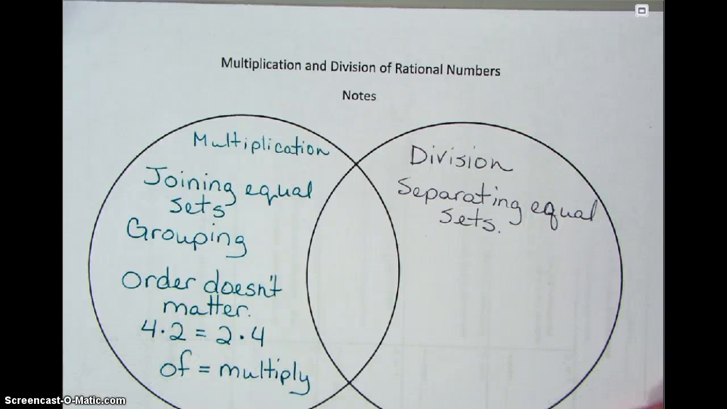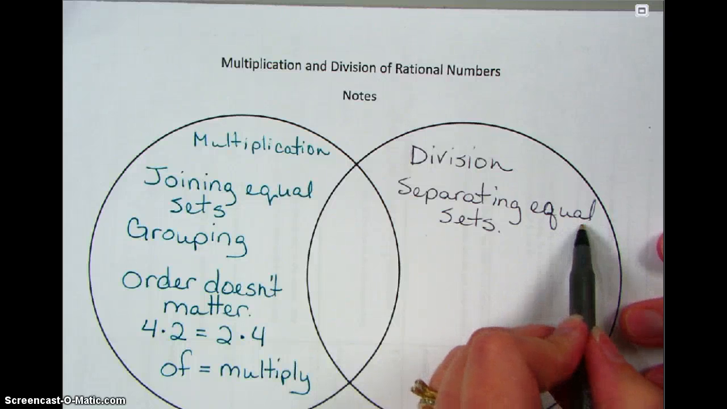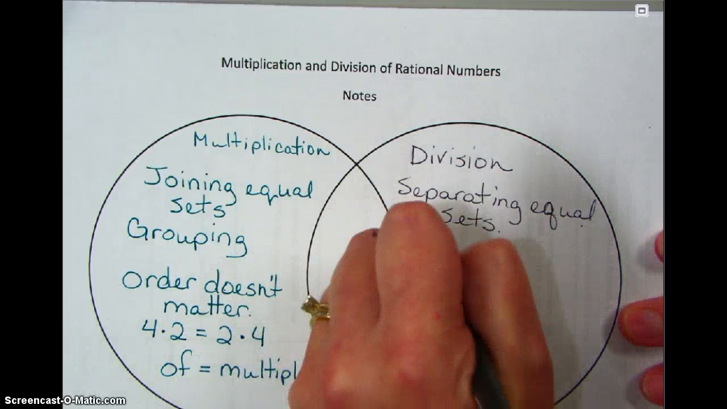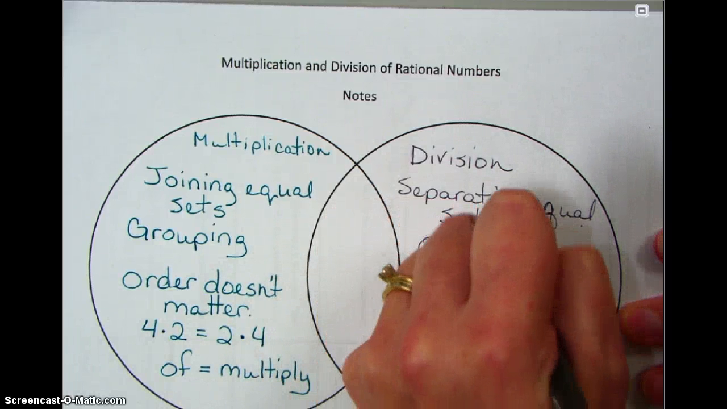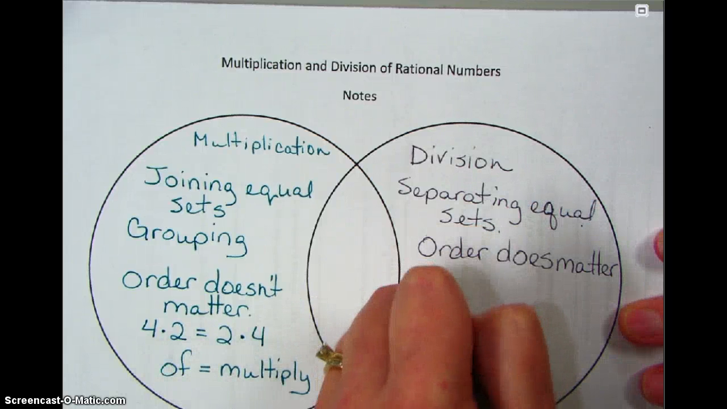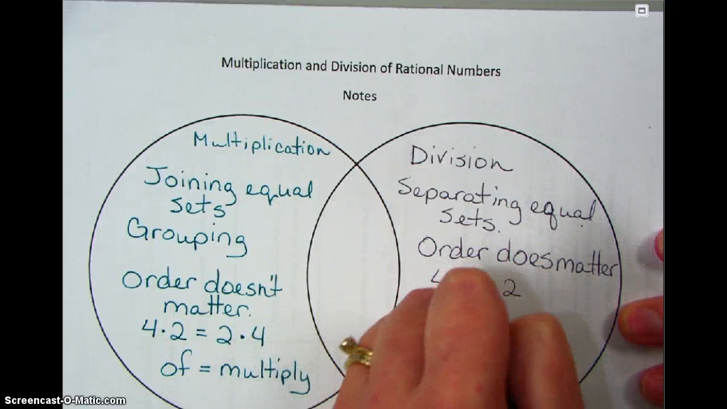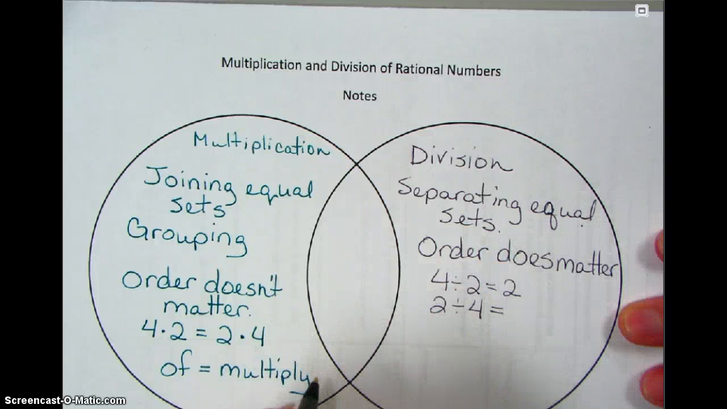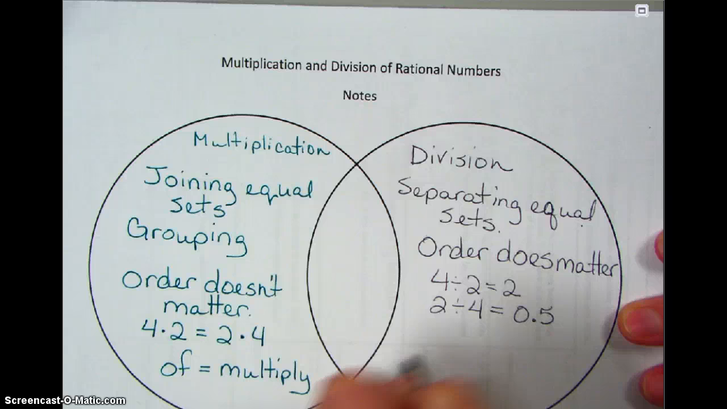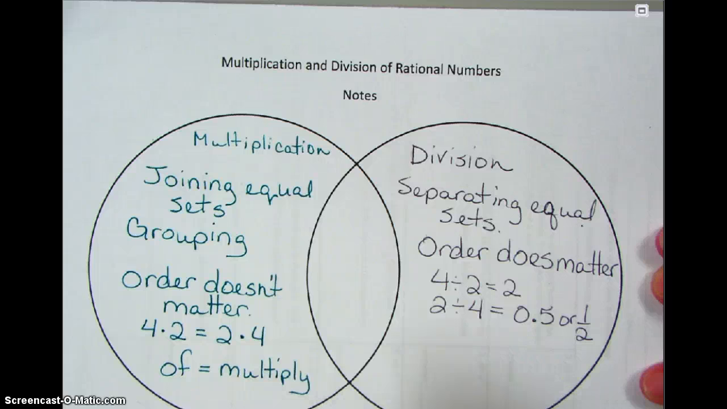Now let's head on over to division. Division, separating equal sets, the one thing about division is that order does matter. So we're going to write that down here. Order does matter. And the reason order does matter is 4 divided by 2 is equal to 2. However, 2 divided by 4 is not equal to 2. It is equal to 1/2. Completely different. So it's something that you need to definitely pay attention to.